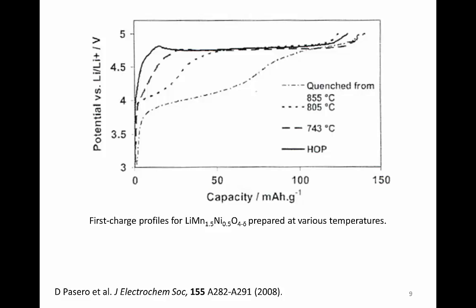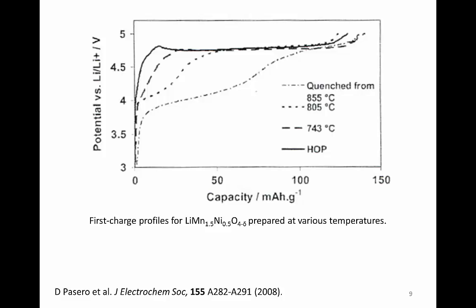But what you see there is, for the same material that was fabricated in different ways, the profile is quite different. So the thick line, it's called HOP, that's high oxygen pressure. So it was treated after synthesis in a high pressure oxygen furnace to make sure that the material was fully oxygenated, so delta equals 0. And that gave the very nice performance with a constant 4.8 volt plateau.